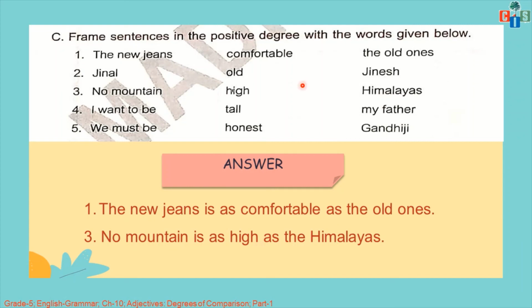Which one I did here? High one. Okay, I took this word. No mountain is as high as the Himalayas. So this phrase means this sentence is in positive degree. Okay, scholars, so in this way you have to solve all these words. You have to make sentences for all these words, and in next video we will continue the same chapter.